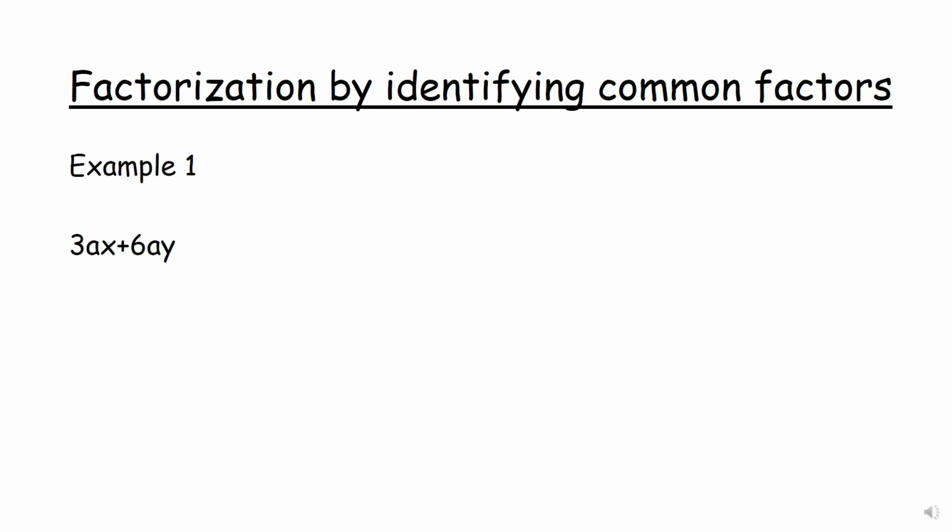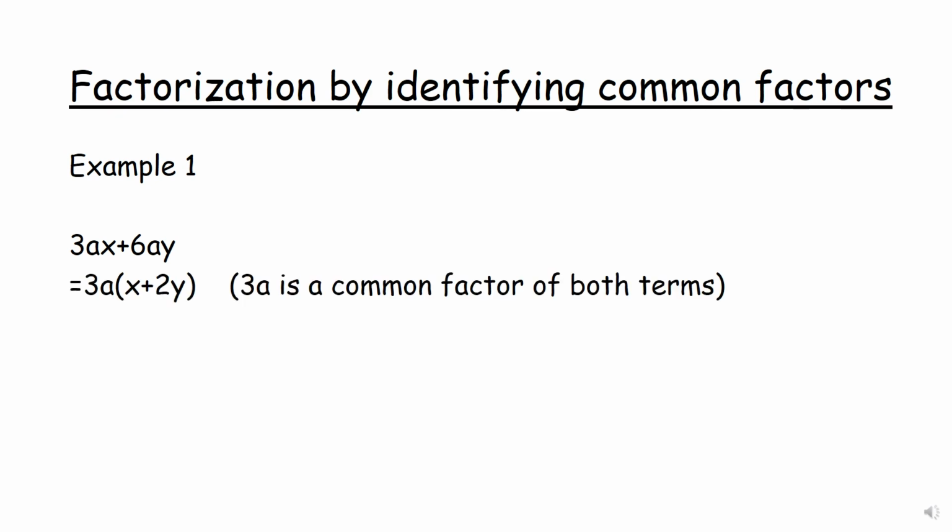So what we do is we factor out our common factors to obtain 3a times x plus 2y. You can see that once we multiply back 3a by our binomial, we obtain the original question. So our final answer is 3a times x plus 2y.